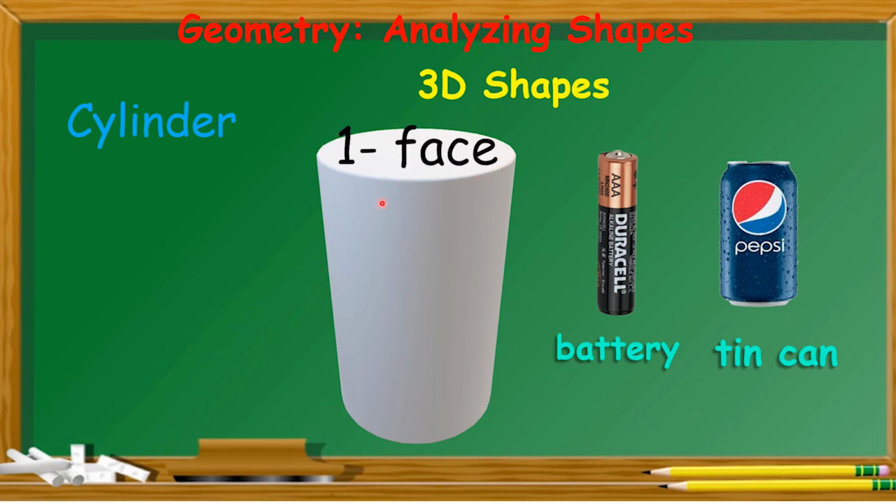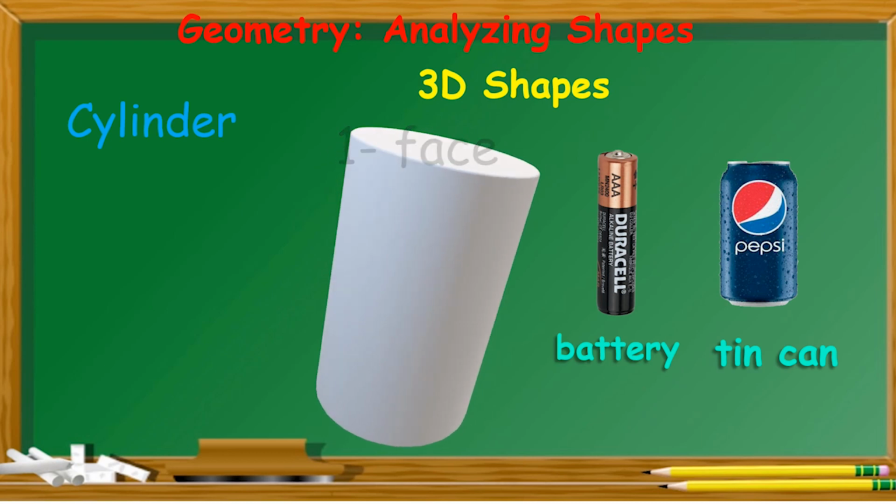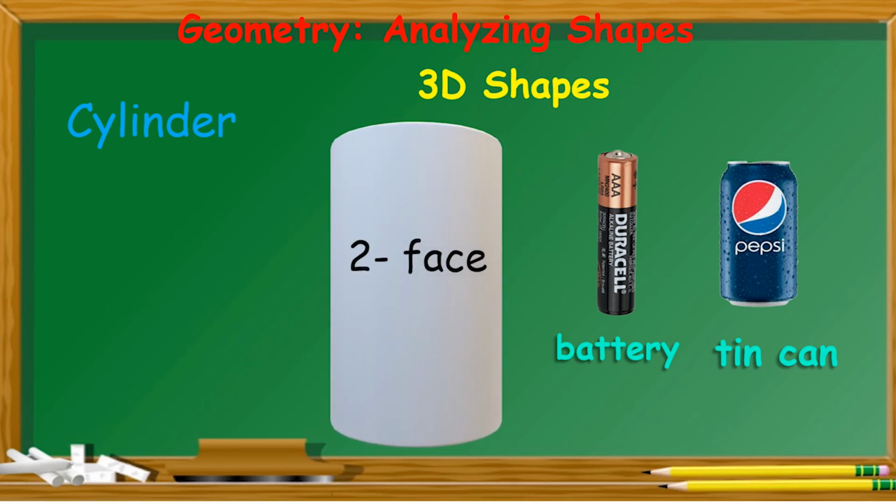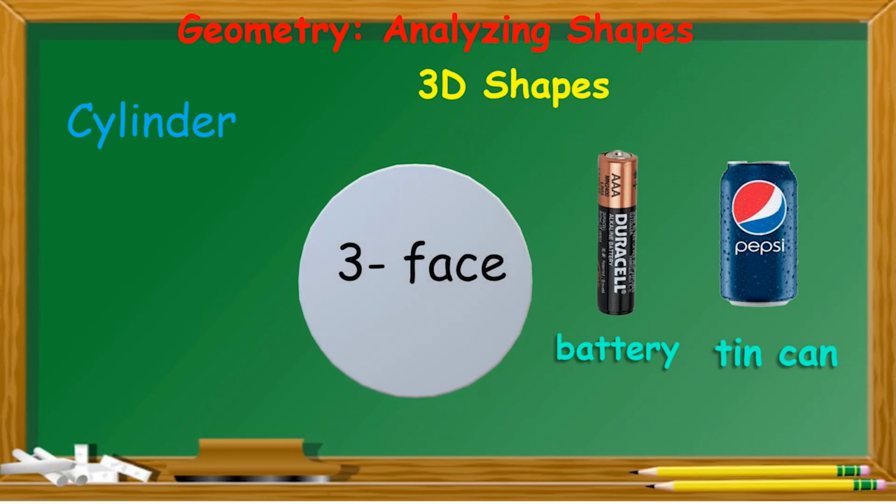So a cylinder has what? This one is a face. This one is a face. So it has one face, two faces, and three faces. So it has three faces.